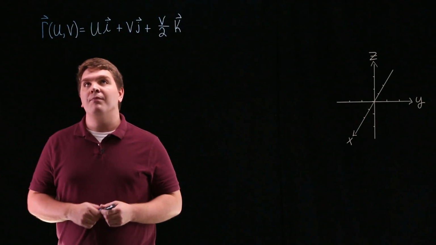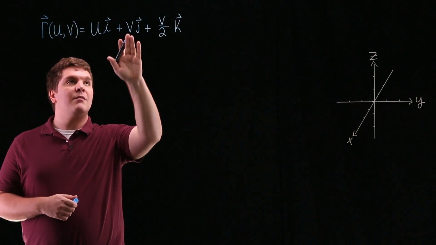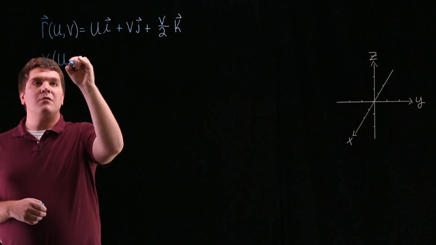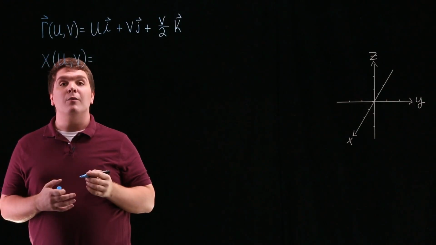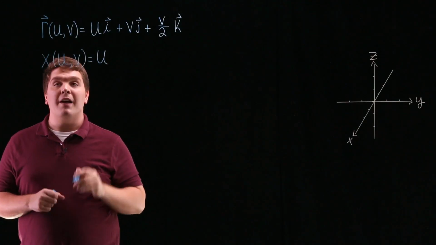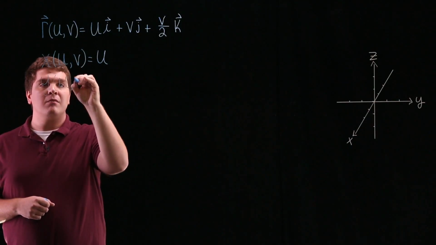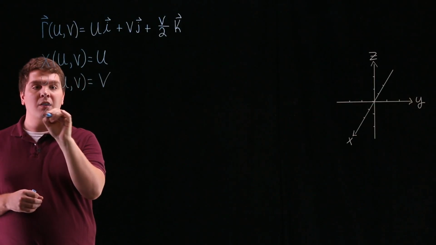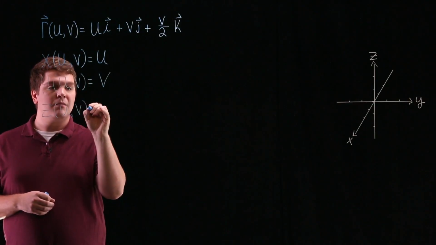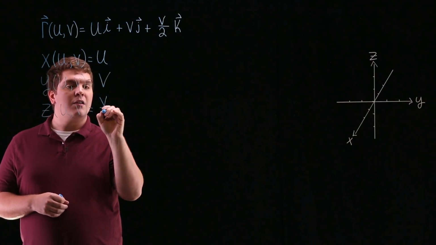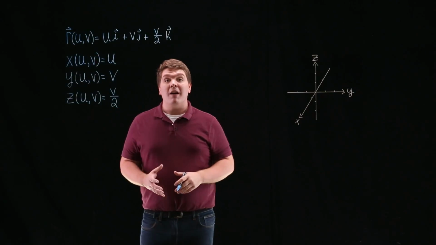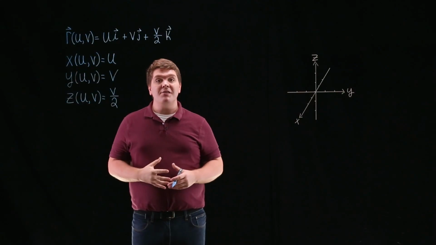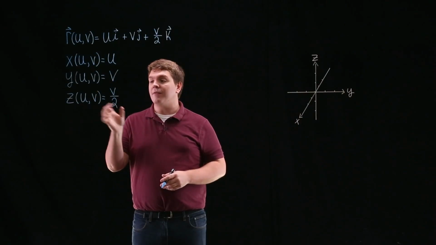The first thing we can think about here is what x is going to be, what y is going to be, and what z is going to be. x as a function of u and v is just going to be equal to u. Now y of u and v is going to be equal to just v. And finally, z of u and v is going to be equal to v divided by 2. So what we want to find is some sort of relationship between these variables, in particular between x, y, and z. And that relationship is going to depend on u, v, and v over 2.